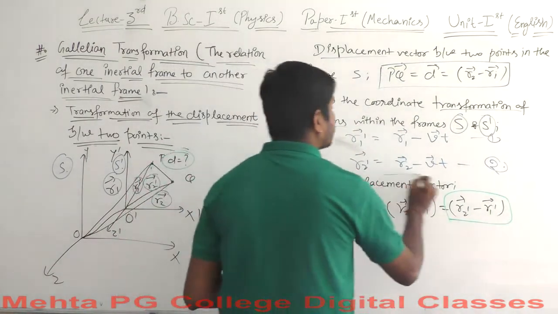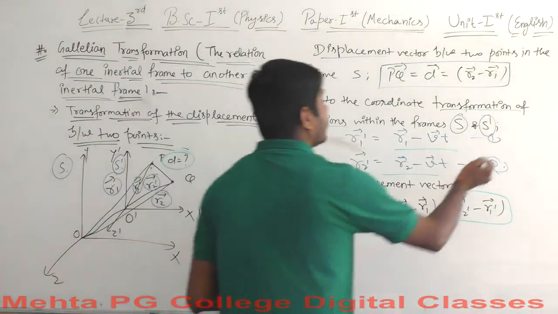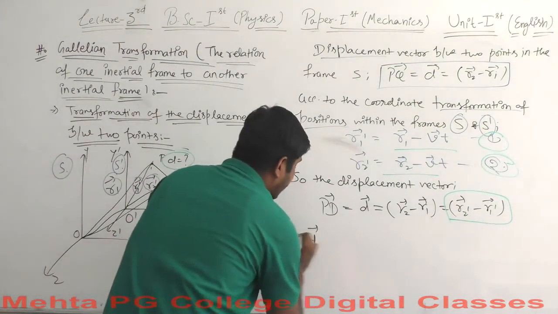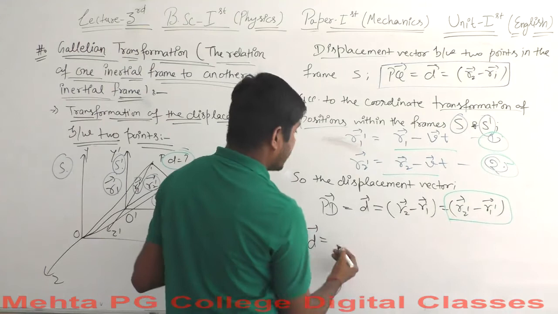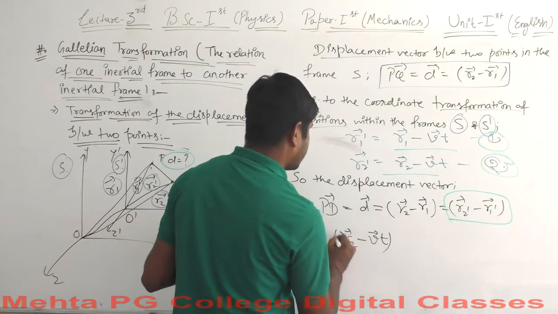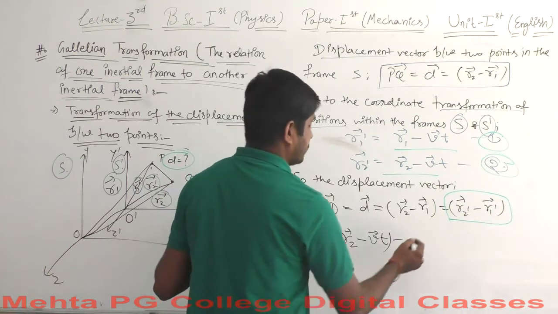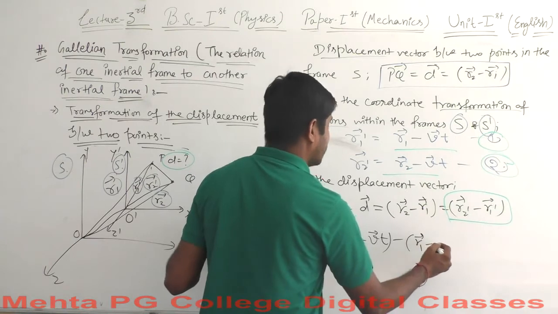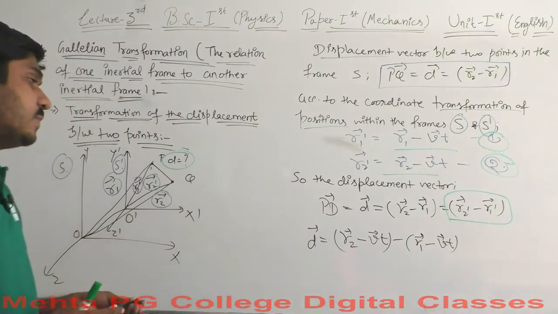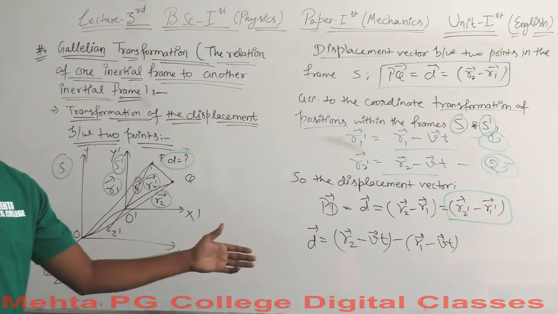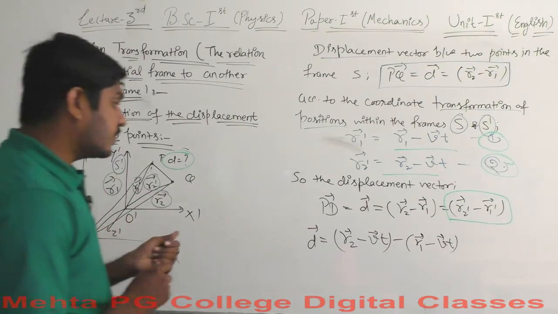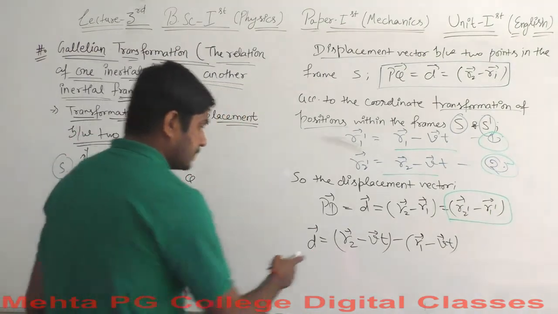Okay, so using equation 1 and equation 2, what will we have? We will use these two equations, and we will end up with our result, saying the d vector is equal to r2 dash vector, which is equal to r2 vector minus v vector t, again minus r1 vector minus v vector t. We have substituted the values for the r1 dash vector and r2 dash vector. Okay, so what will we have?